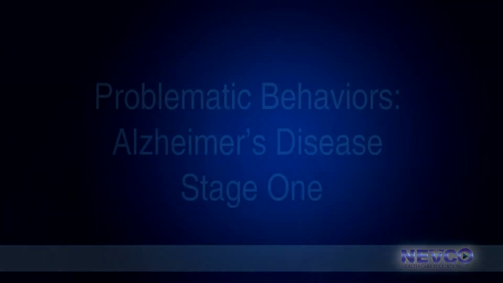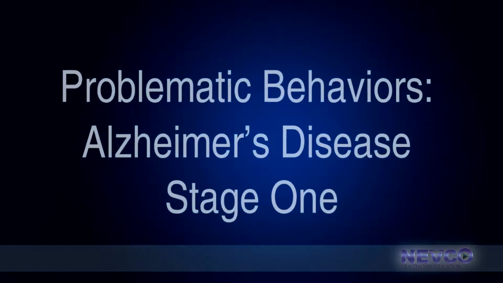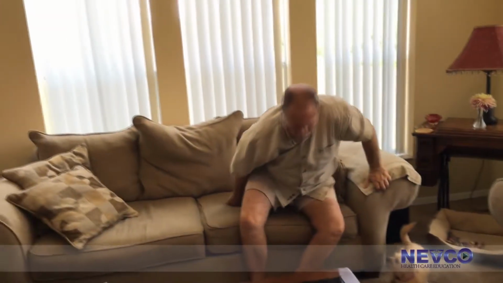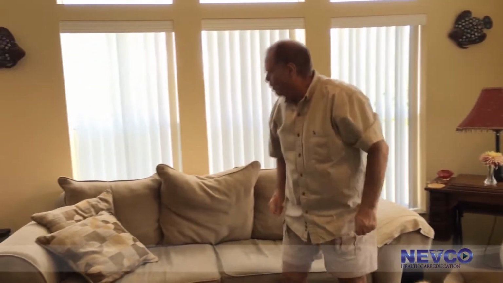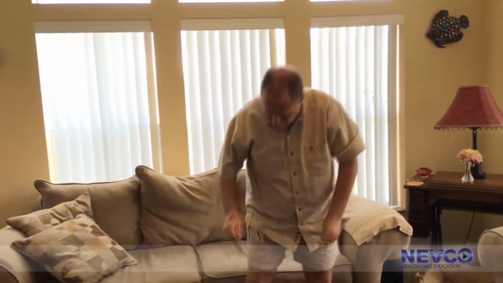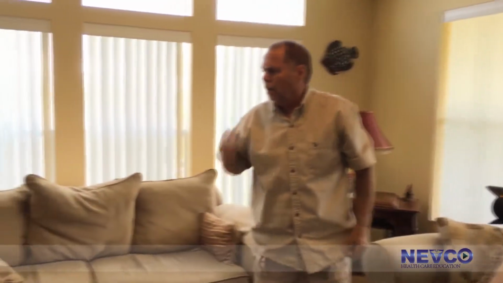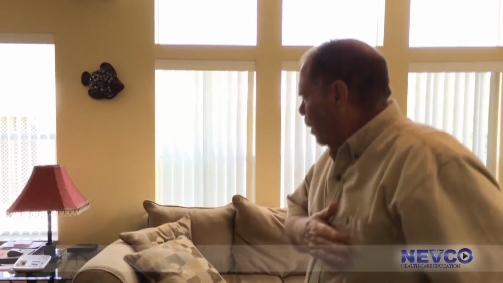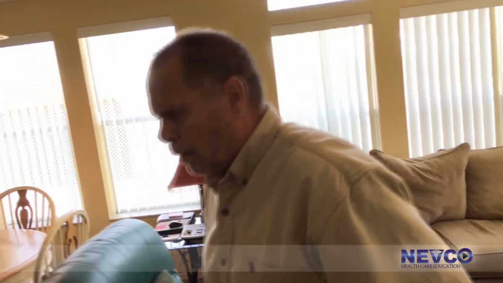Behaviors are rarely, if ever, random. Problematic behaviors, Alzheimer's disease, stage 1. These are behaviors that occur early, sometimes even before an individual has been diagnosed with Alzheimer's or a related disorder. An example may be the person who overreacts with anger and verbal lashing when it is brought to his attention that a bill is overdue and was not paid.